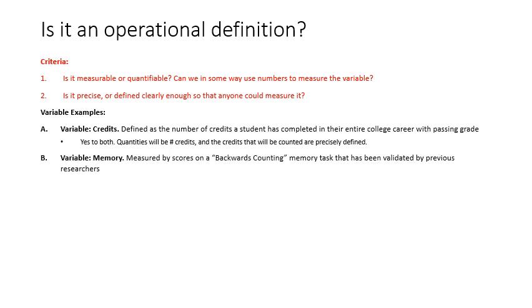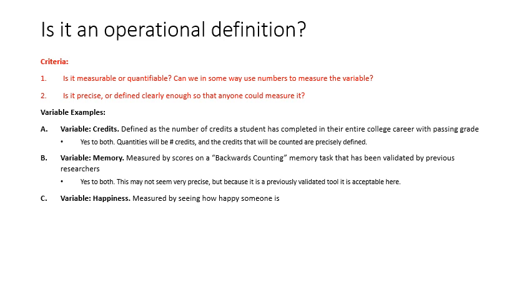Variable memory. Measured by scores on a backwards counting memory task that has been validated by previous researchers. So you might look at this one and say, well, I don't know what this task is. And if you were writing a paper, you would describe this task. But if we have a valid task that's been validated by previous researchers, that's probably good. And we'll talk about what validation means later.